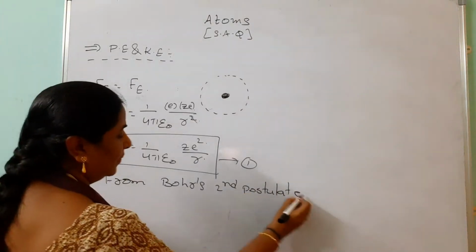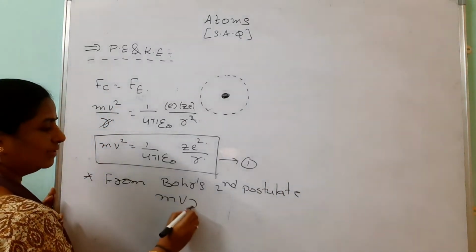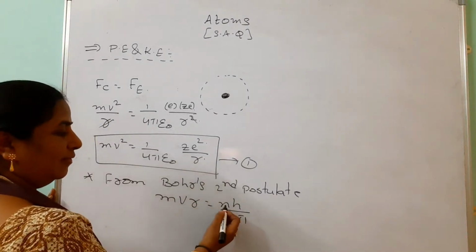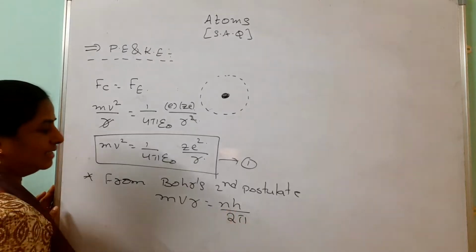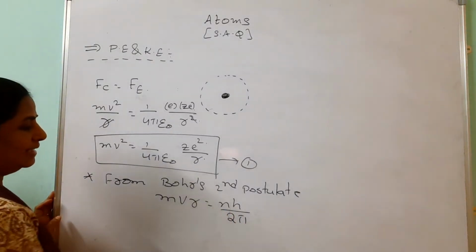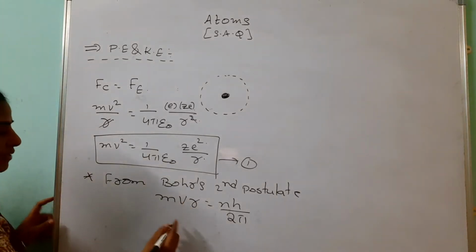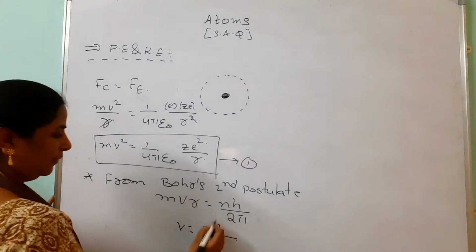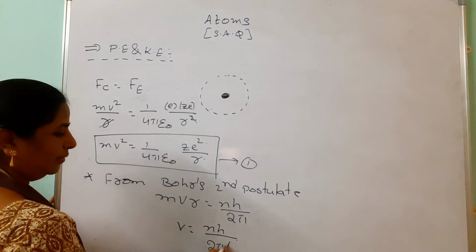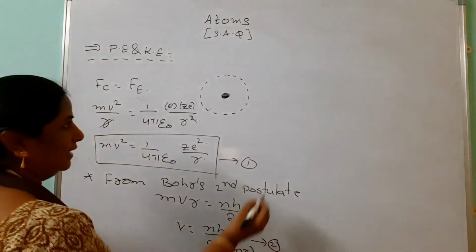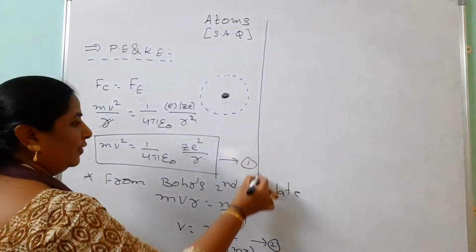nh by 2 pi. Here n is the number of the orbit, h is Planck's constant, v is the velocity of the electron and r is the radius. So from this, the expression for v is v equals nh by 2 pi m r. This is equation 2. We substitute it in equation 1. Then what do we get?